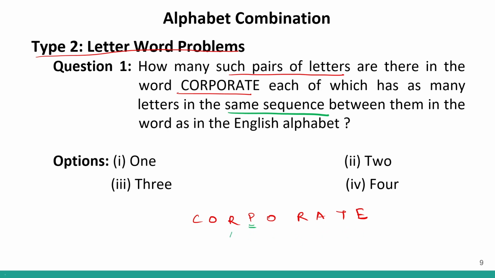After P, we will have Q, R, S. Going back. No commonality. Let us move forward. Q, R, S, T, U. Now I can see this R being common and this T being common. So now I have two pairs. One is PR and one is PT. Okay. PR and PT. Right.